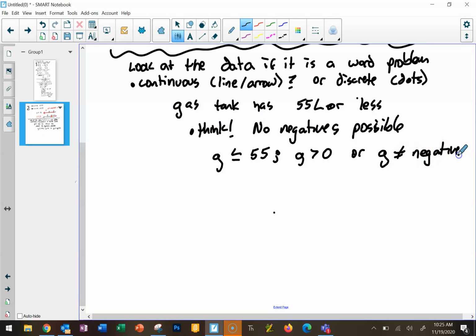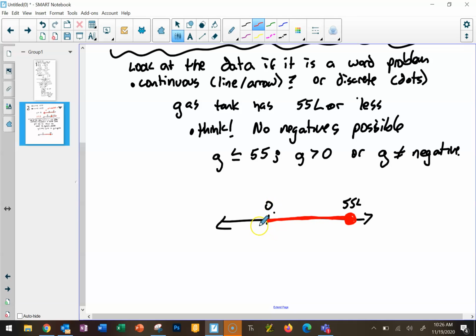And I was very impressed with the people that recognized that, because when they graphed their solution, let's say this was 0 and this was 55 over here, they said, well, it has to include 55 liters, and it has to go this way because it includes less than, but then it has to stop at 0 because it can't go negative. And that was technically the fully correct solution for that.